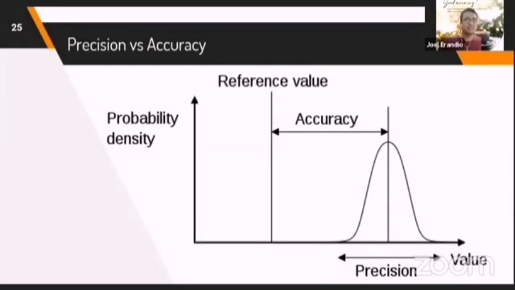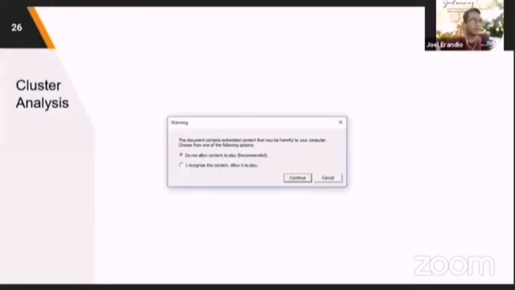Ayan, so ito yung binanggit ko kanina, talking about precision and then the accuracy. So precision is the closeness or the measure of spread, and then the accuracy is the closeness to the true value or the reference value. Okay. Are you familiar with cluster analysis?